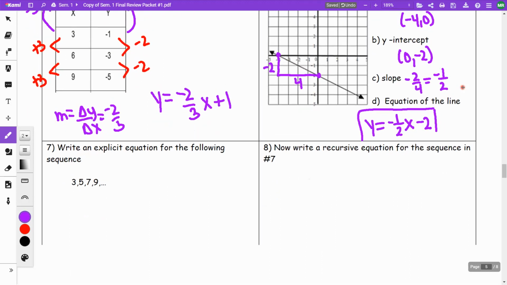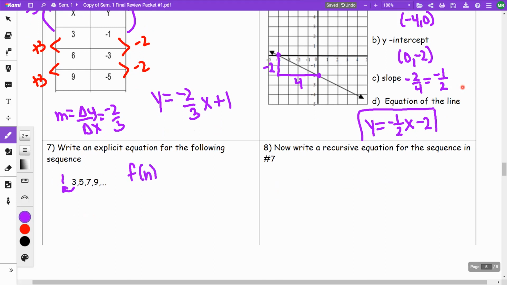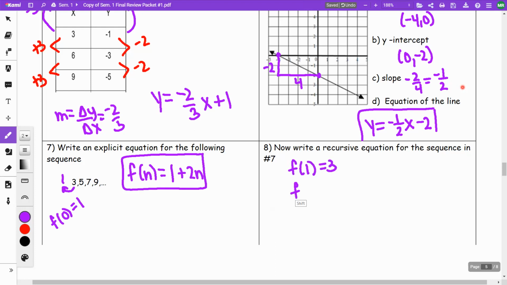Write an explicit equation for the following. So I'm going to go backwards and find my 0. So it's going to be a 1. So I'm going to go f of n is equal to 1, because that would be my 0, and I am adding 2 n times. They want recursive for this, so I'm going to start with f of 1 is equal to 3. And f of n is going to equal f of n minus 1, and then I'm adding 2.